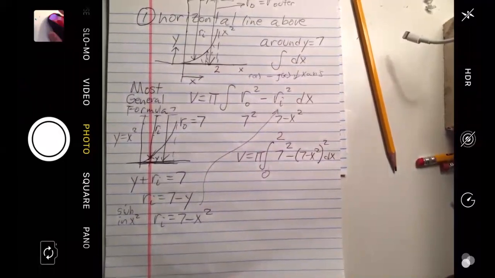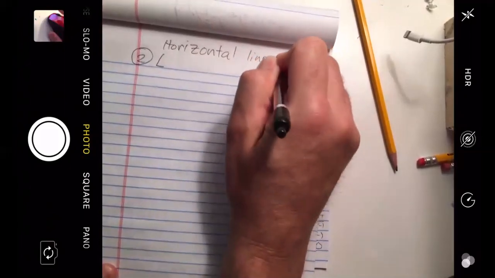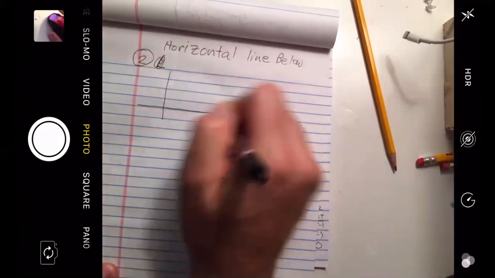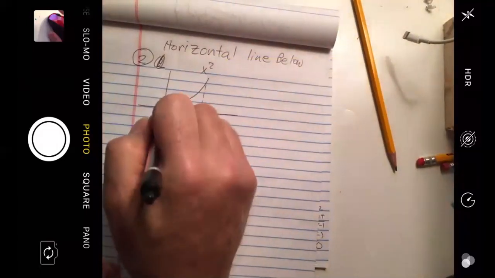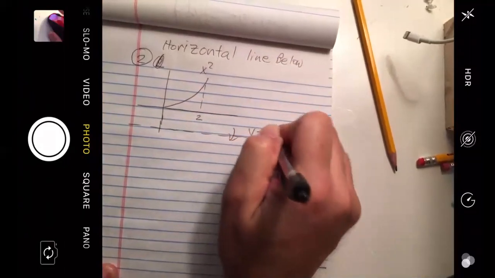Are you ready to shift the line below? Sure. Okay. Case 2, line below. Give me a number. Horizontal line below. Negative 2. Okay. Line below. Same curve, x squared. Out to 2. Make it a round. Y equals negative 2.